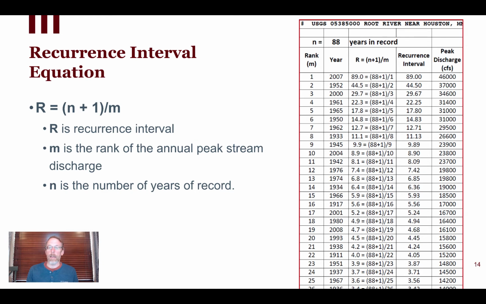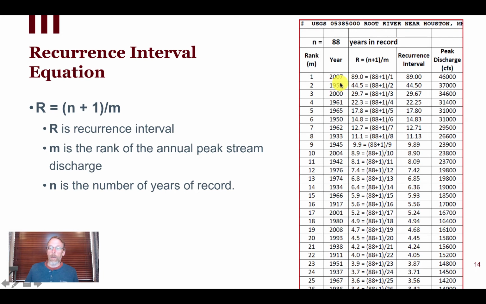Now there were 88 years of record for this stream gauging station. So 88 years of record, 88 equals n. N is the number of years of record. So 88 plus 1 is 89. And then you divide that by m, which is the rank. In this case, it's the number one ranked flood. So in the table here, you see that it's 88 years of record plus 1 equals 89 divided by 1, which makes this an 89 year flood.